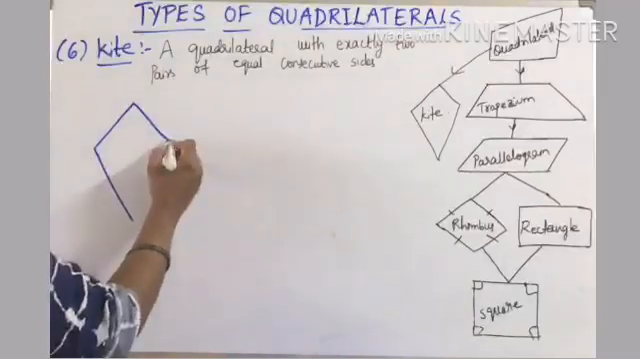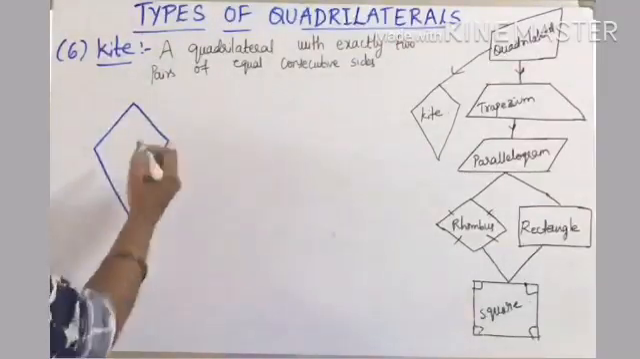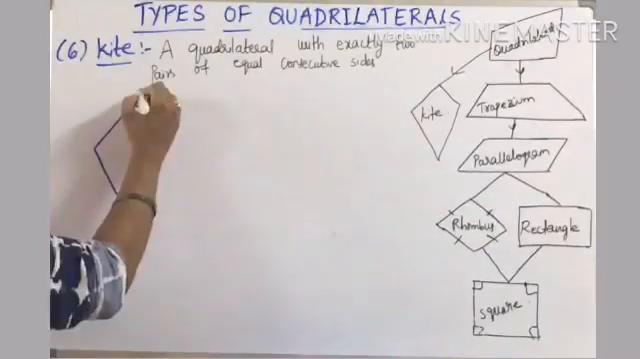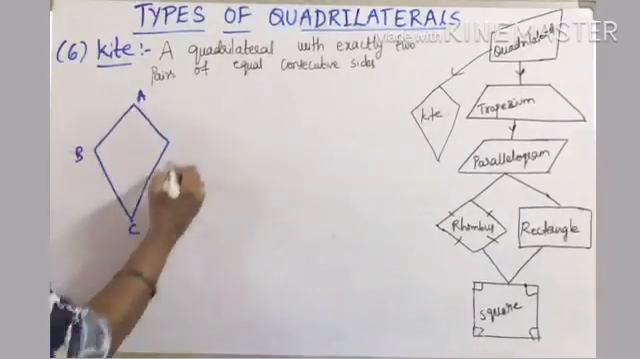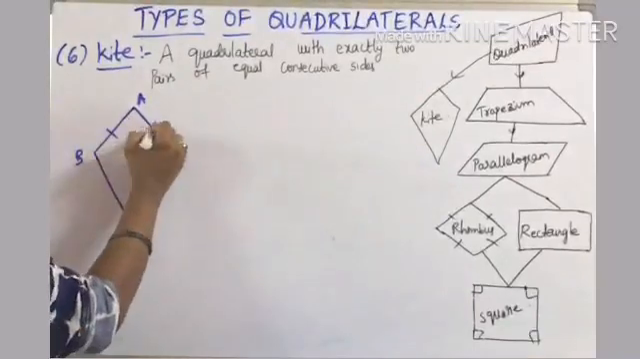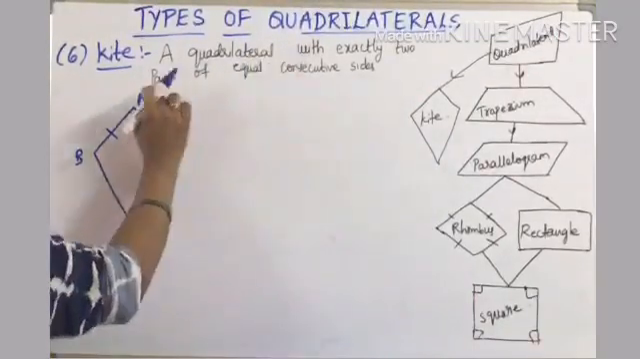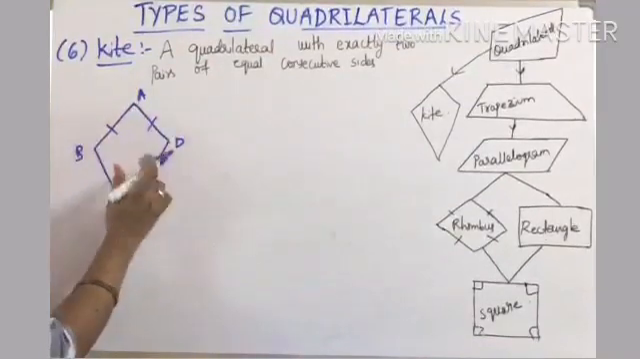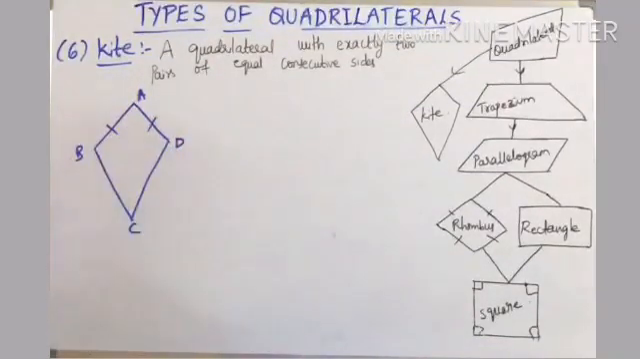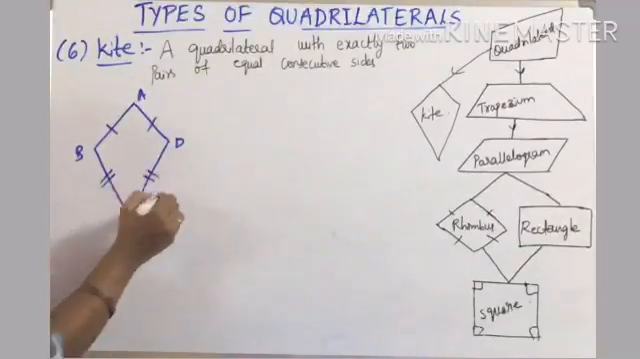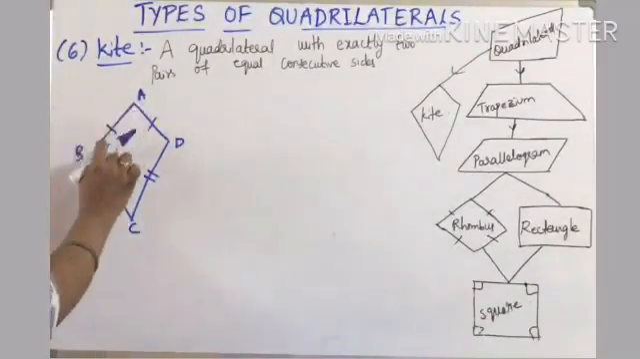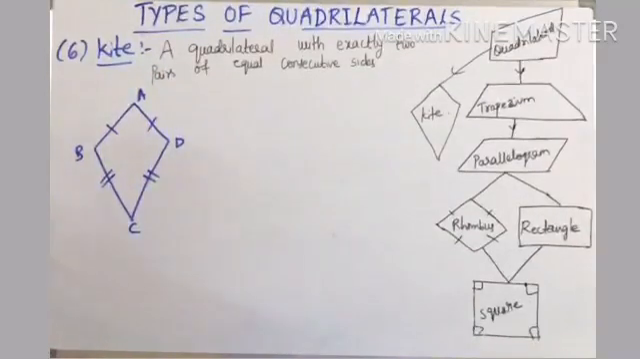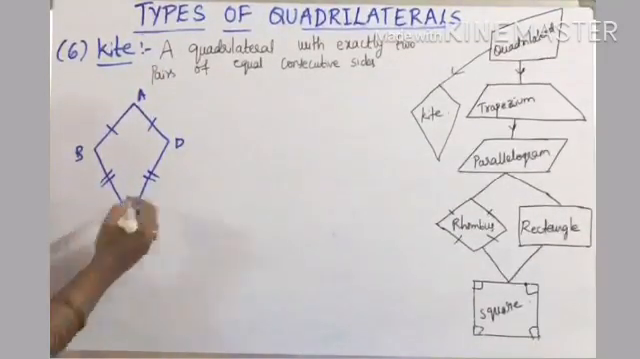So shape of a kite is a quadrilateral, isn't it? Because it is a simple closed figure formed by 4 line segments. If I take A, B, C, D, this side is equal to this side, means with exactly two pairs of equal consecutive sides. So total 4 sides. In this, one pair of equal sides and this side is equal to this side. So here AB is equal to AD, BC is equal to DC. So this forms a kite.